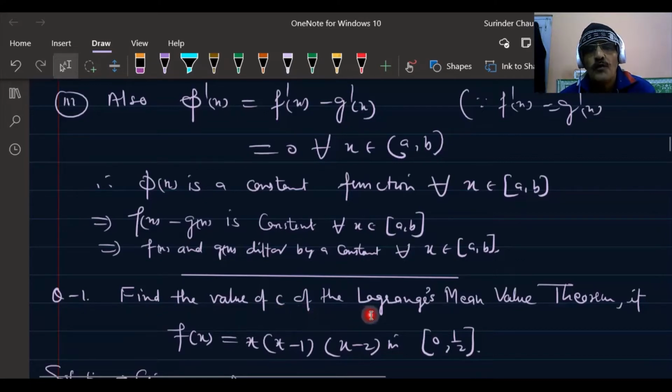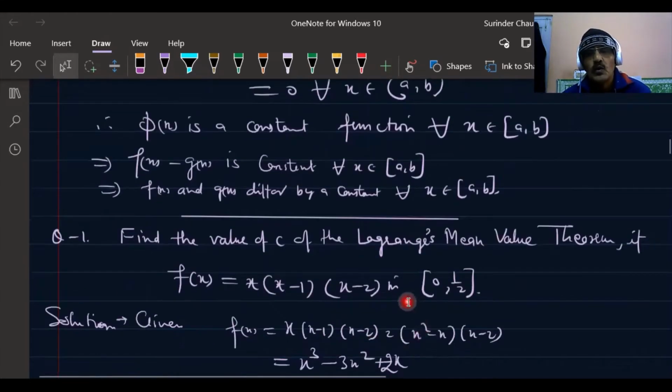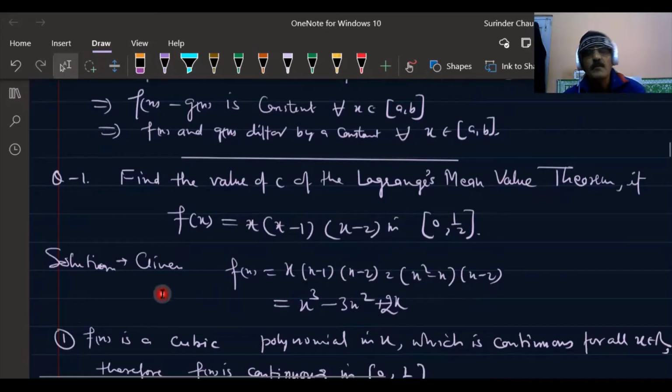Find the value of c of the Lagrange theorem if f(x) is equal to x³ − 3x² + 2 (as written) for all x belonging to the closed interval 0 to 1/2. So first we have to check whether it satisfies both conditions of the Lagrange theorem, then we can apply it.